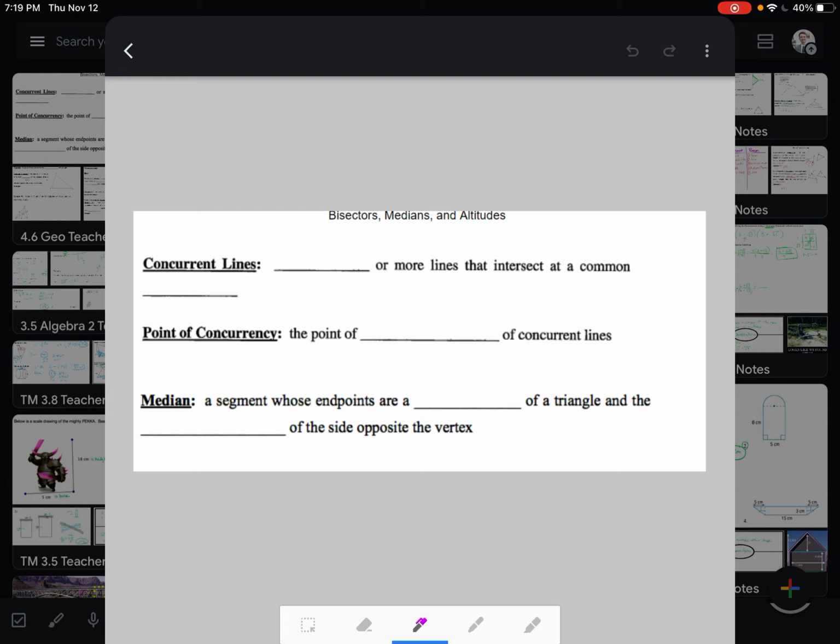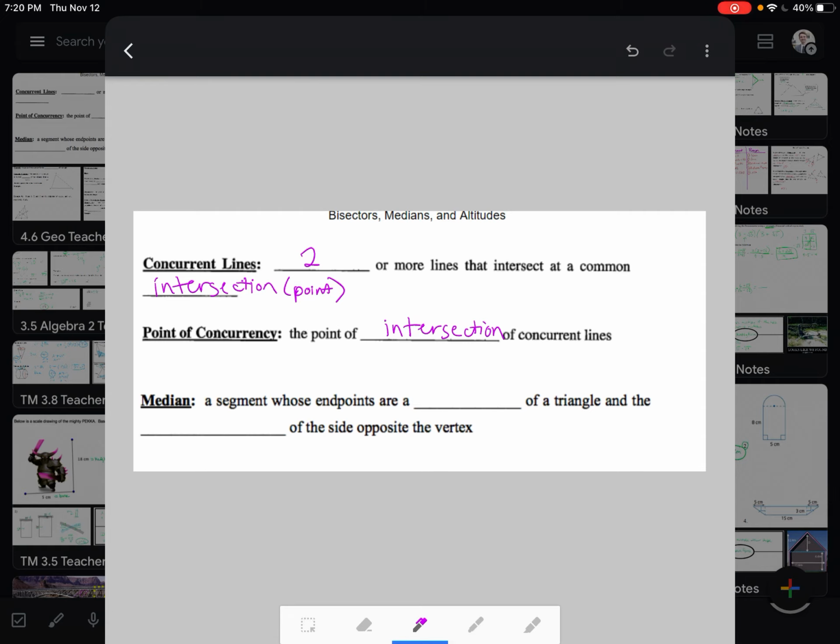Concurrent lines: this is when we have two or more lines that have a common point of intersection. The point where they intersect is creatively called the point of concurrency. So again, where multiple lines come together is the point of concurrency, and concurrent lines are two or more lines that intersect at a common point.